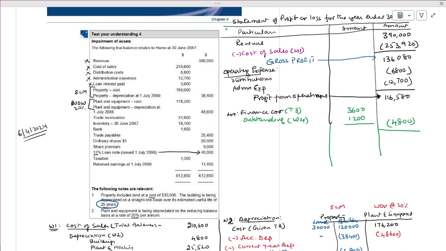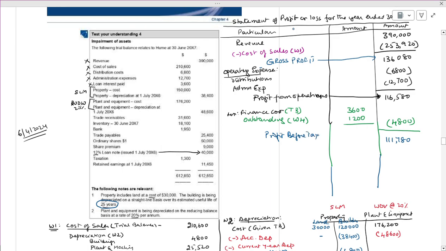How much will you get here? 116,580 minus 4,800. It comes to how much? Very fast. 116,580 minus 4,800 is 111,780. Okay, now this is called profit before tax.